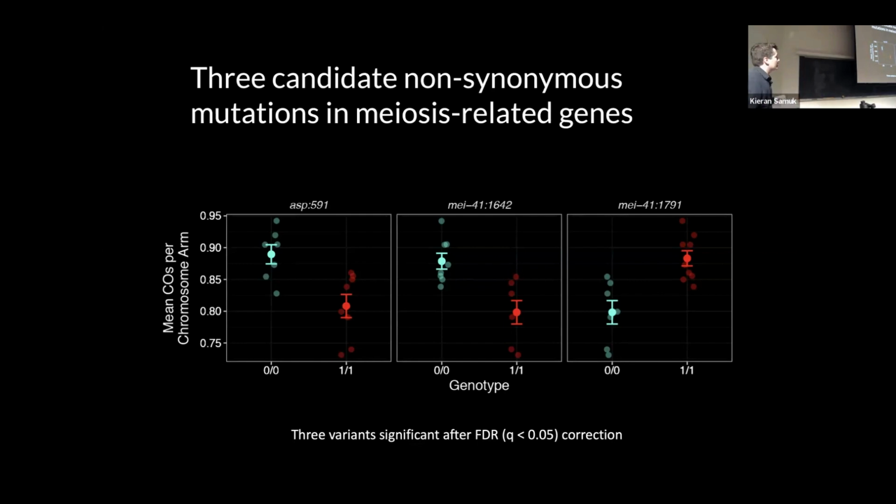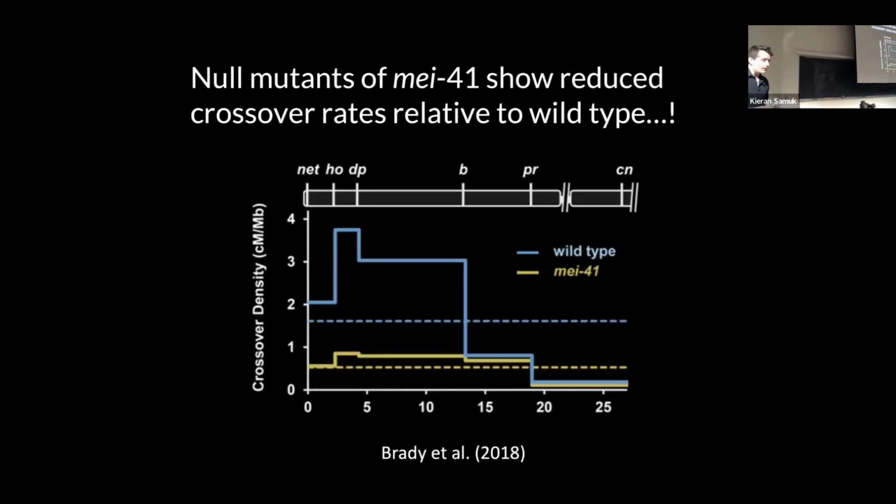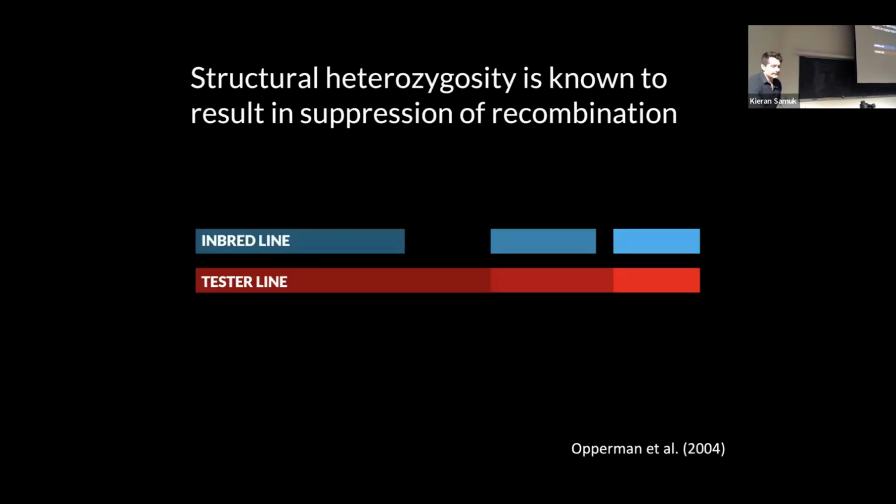What's interesting is from My41, other work, this is from Jeff Sikowski's lab at UNC, null mutants, so if you knock out or knock down the expression of My41, these show reduced crossover rates relative to wild type. So this gene is a pretty good candidate for a recombination modifier. Here's the recombination profile for wild type, and here it is for My41. Okay, so that's candidate genes.